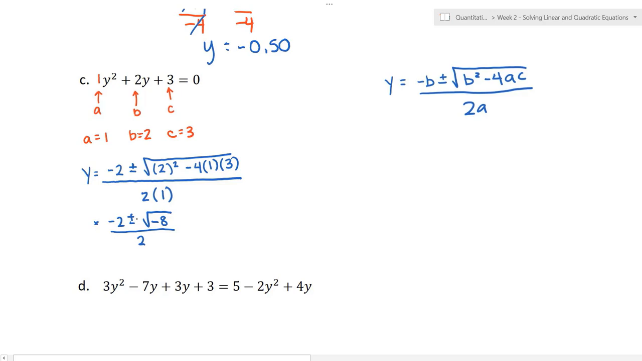Now, what's going to happen when you enter the square root of negative 8 on your calculator? You're going to end up getting an error because there are no numbers that multiply by themselves to give you a negative. A positive times itself will be positive, and a negative times itself will be a positive as well. So this will never give you an answer. So this will always show you an error on your calculator, which means that there are no solutions here.